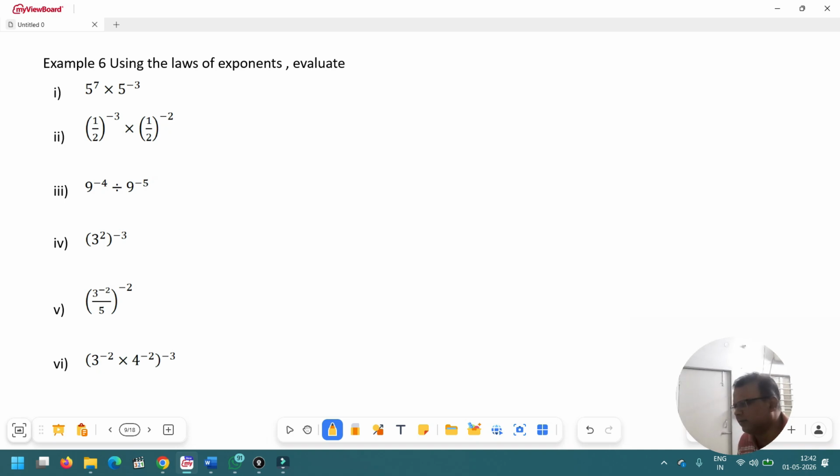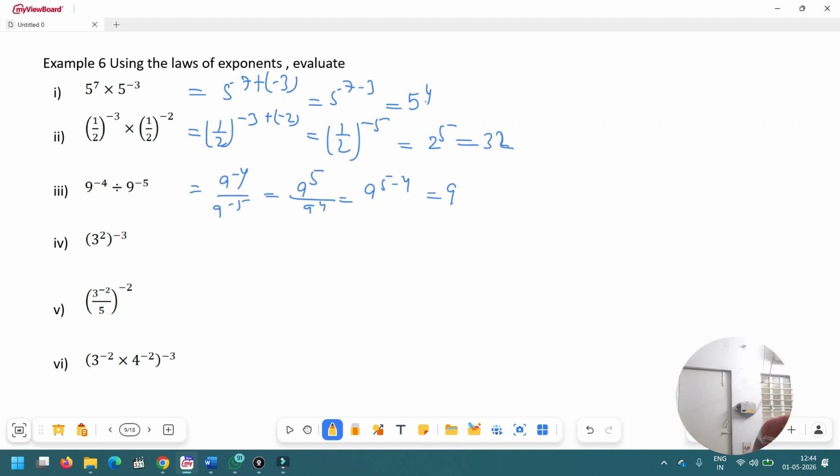Using the law of exponents, evaluate the following. That is equal to 5 to the power 7 plus minus 3, that is 5 to the power 7 minus 3, 5 to the power 4, equal to 1 by 2 to the power minus 3 plus minus 2, that is 1 by 2 to the power minus 5, equal to 2 to the power 5.